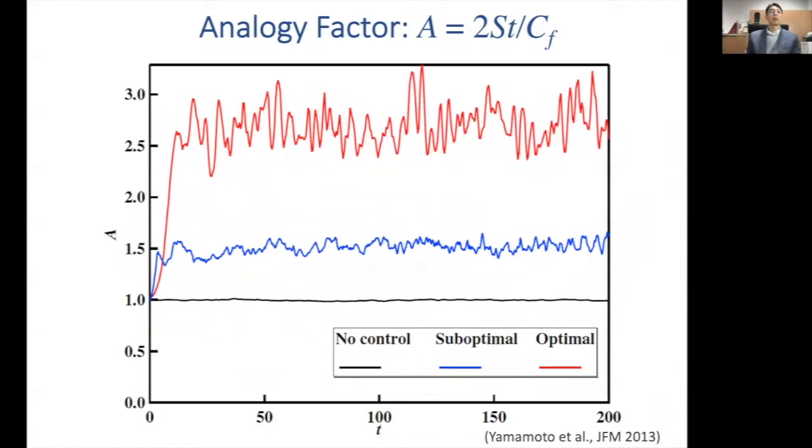So if you calculate the analogy factor, which is the ratio between the Stanton number and Cf, the optimal control input results in a higher value, which almost reaches 3.